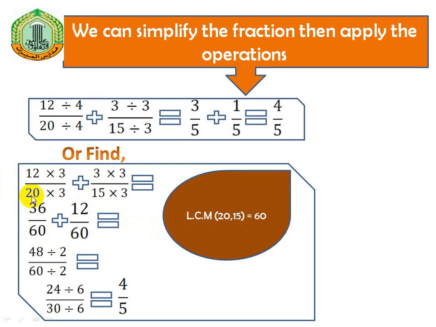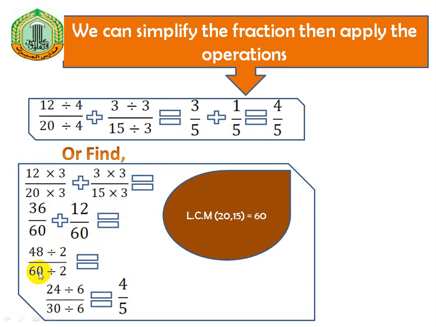The 20, in order to make it 60, we should multiply it by 3. The same factor we multiply the denominator with, we have to multiply the numerator with. So we will have 36 over 60. Also for the 3 over 15, we multiply the 15 by 3 so that it gives me 60. As long as we multiply the denominator with the 3, we have to multiply the numerator with the 3 as well. So we have the same denominator, we can add the numerators.